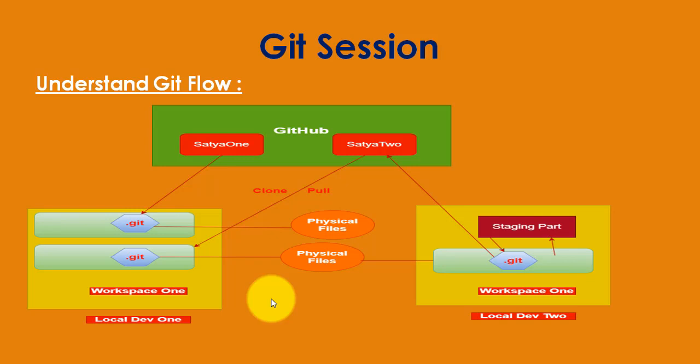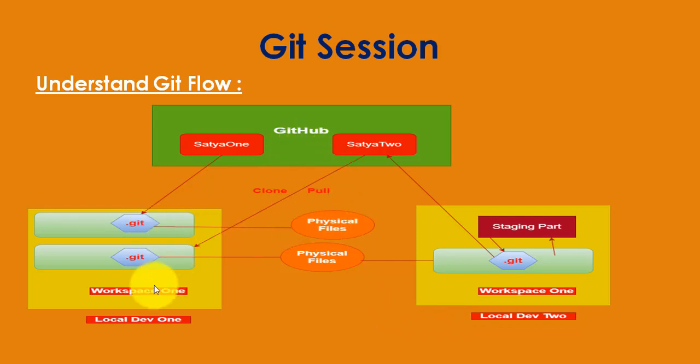Here you can see I have added one Git flow diagram. Here GitHub is my repository account, and in our GitHub account I have added two repositories, Satya 1 and Satya 2. Here are two developers, local dev 1 and local dev 2. Workspace 1 is for local dev 1, and likewise a workspace for local dev 2. These two developers work on the same files in the same repository on GitHub, but with different GitHub accounts.